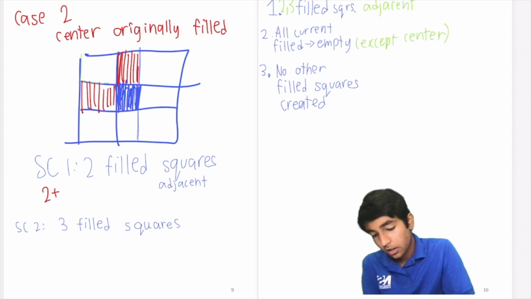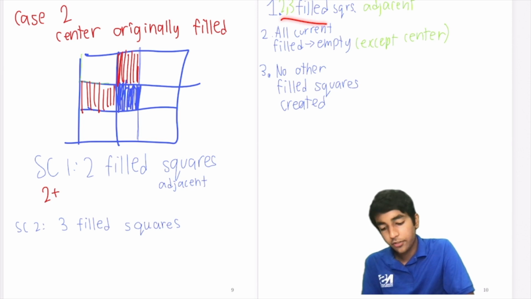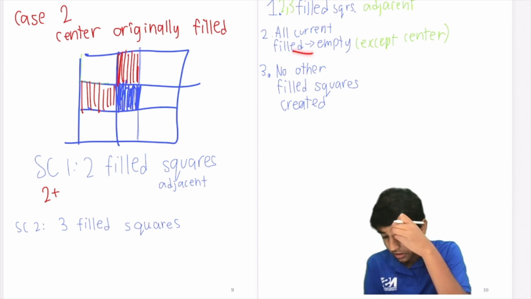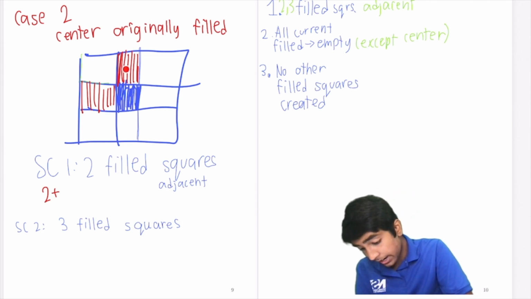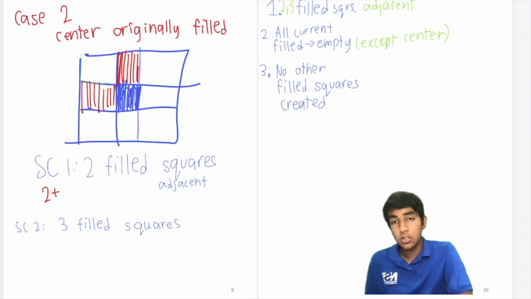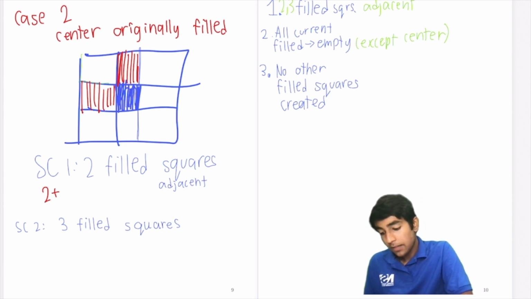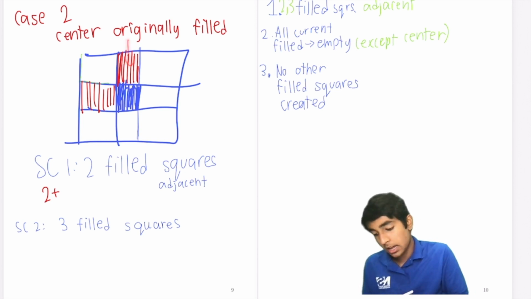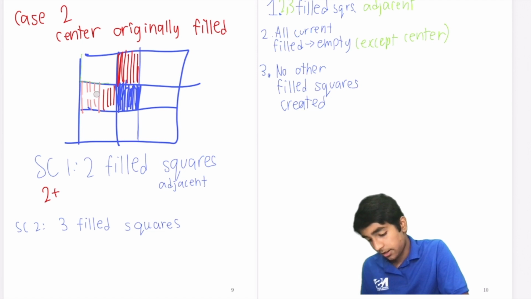Let's see, 2 or 3 filled squares, of course. All currently filled squares become empty. Oh no, this square is adjacent to 2 squares now. 1, 2. And if a filled square is adjacent to 2 squares, it's going to remain filled. This one won't become empty, and the case where the two edges are adjacent doesn't work.